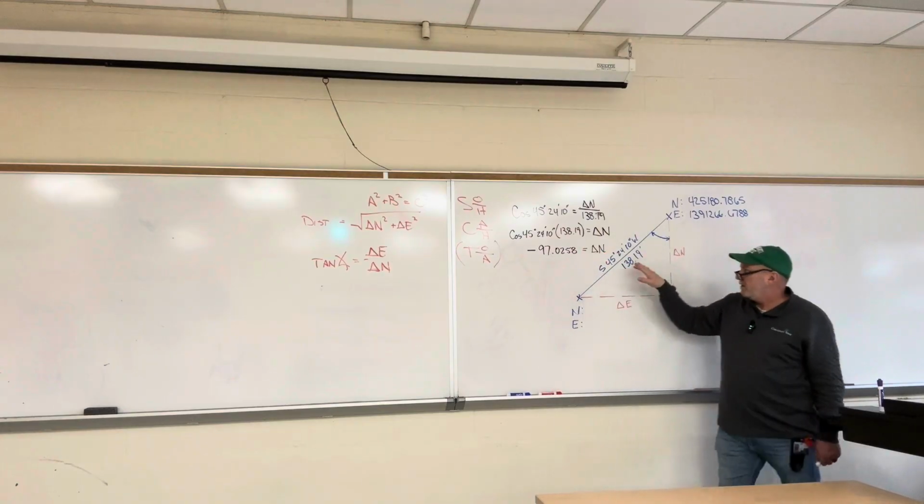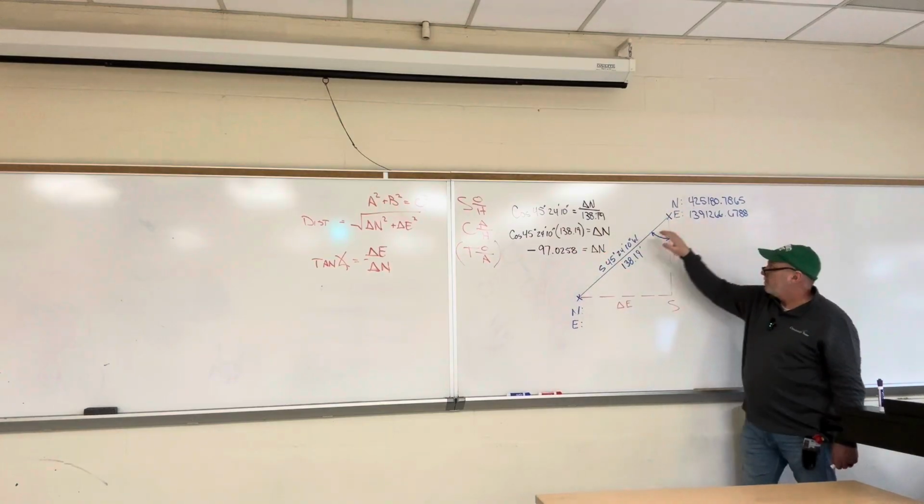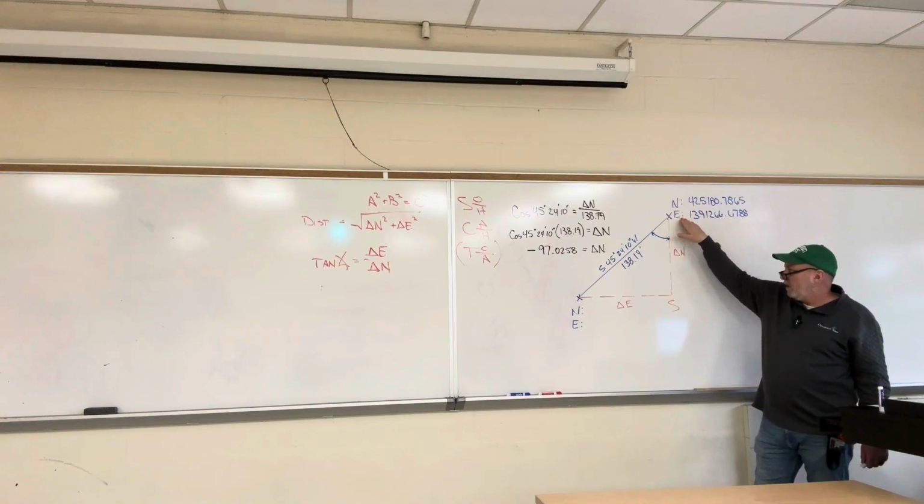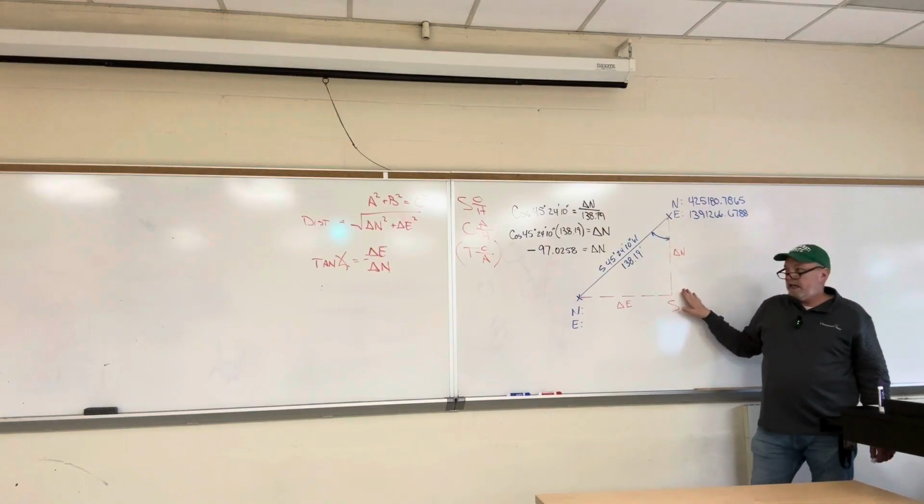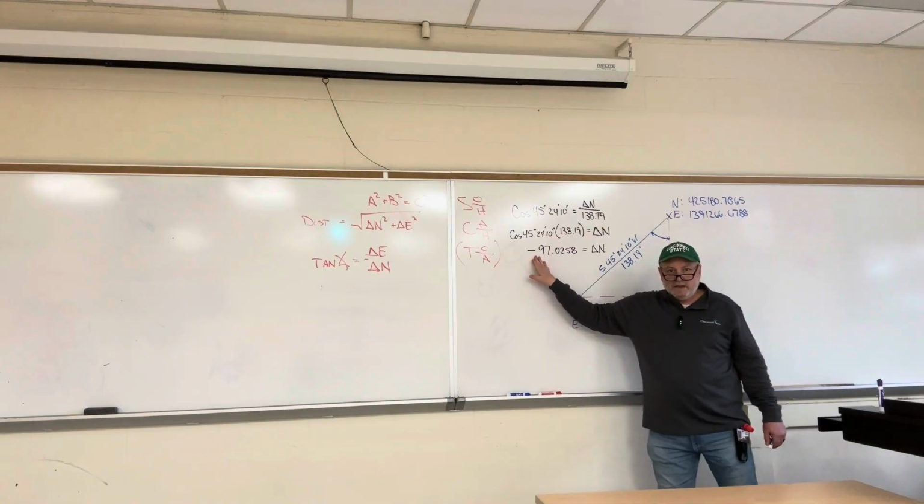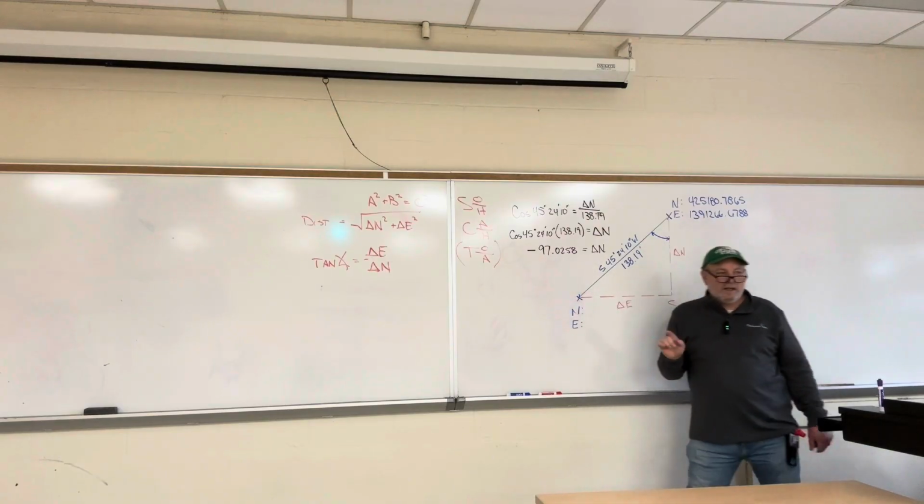I'm just looking and saying I'm heading in a southwest direction from this coordinate. So I know my northing is decreasing. That's why I just wrote that negative there. I'm going to show you something really slick after this.